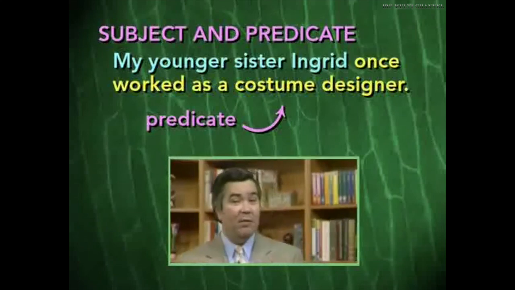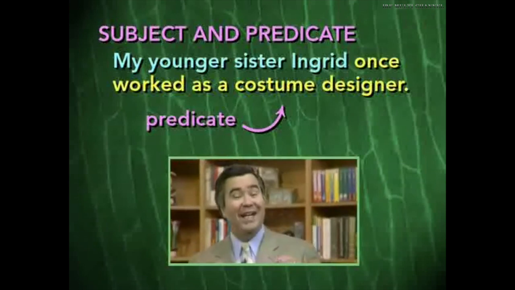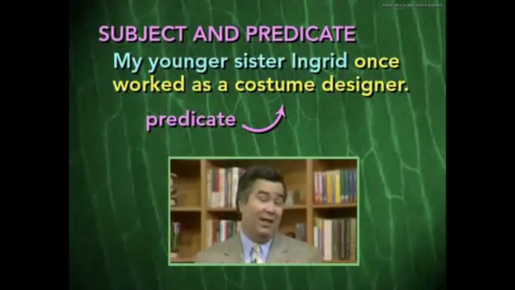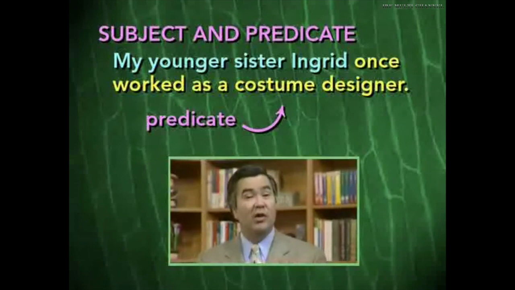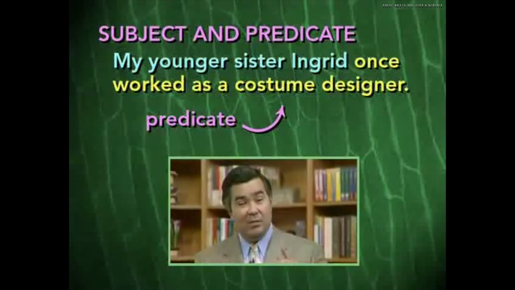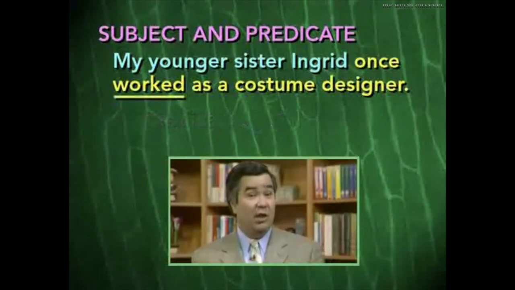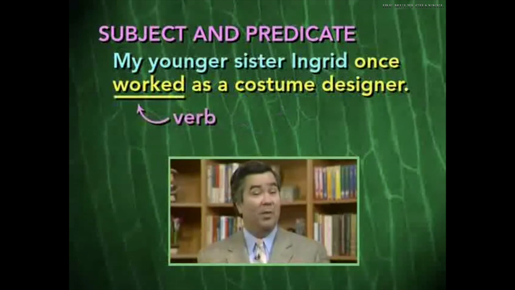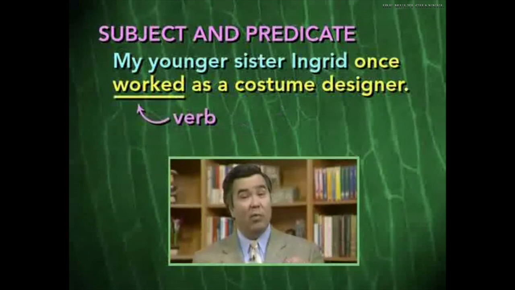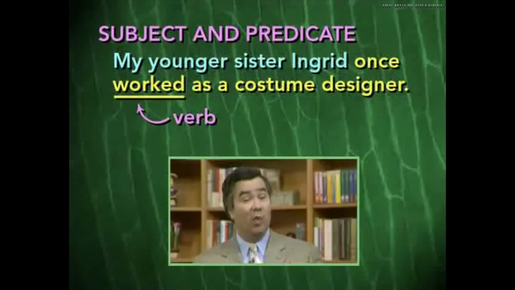Now, is there one most important word in the predicate that tells exactly what Ingrid does, or in this case, did, because it's talking about something from the past? Yes, there is one word that is most important in the predicate. It's the word worked. Worked is the verb in this sentence, and it's the most important word. It tells us exactly what Ingrid did. She worked.